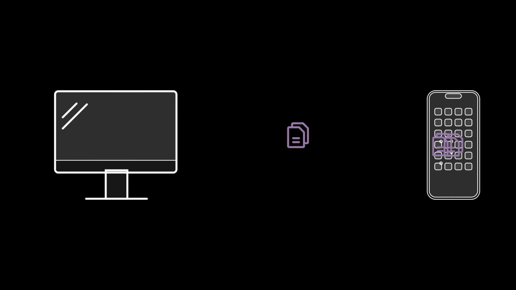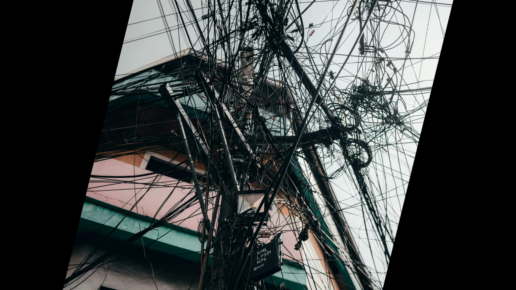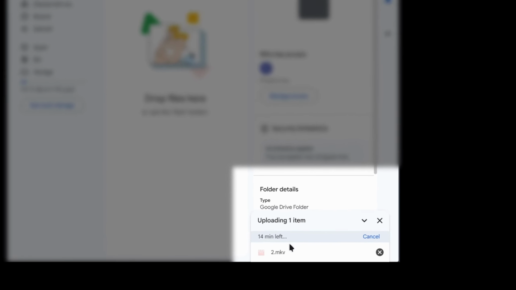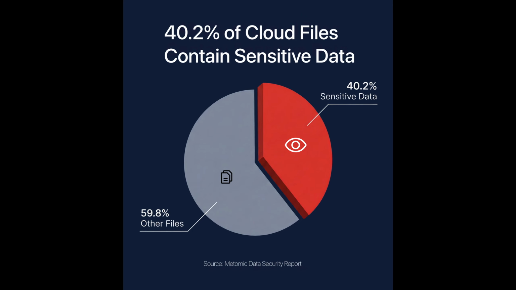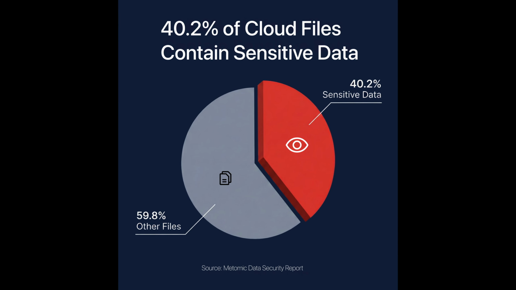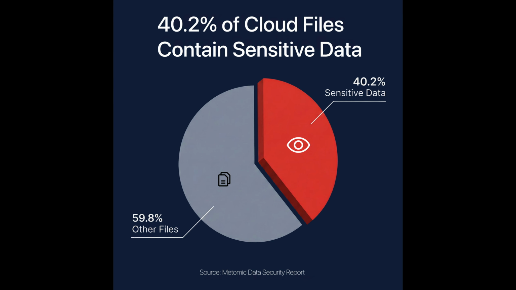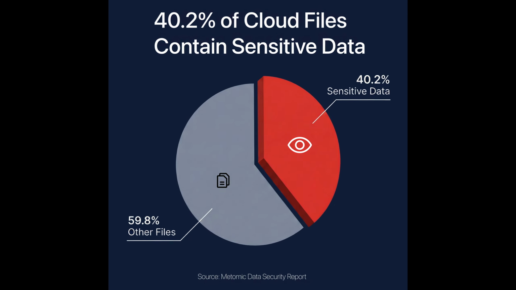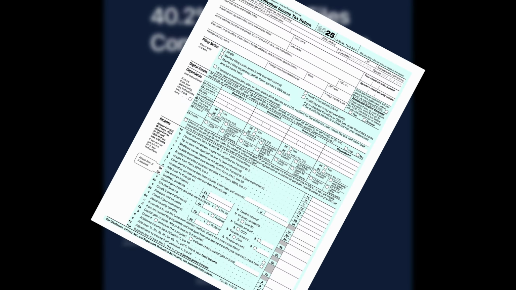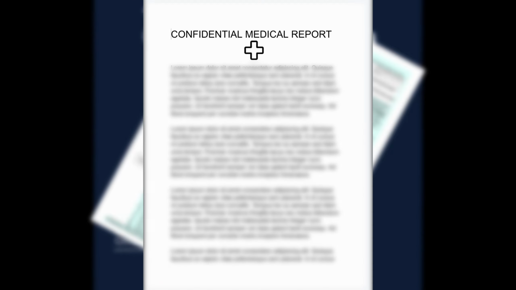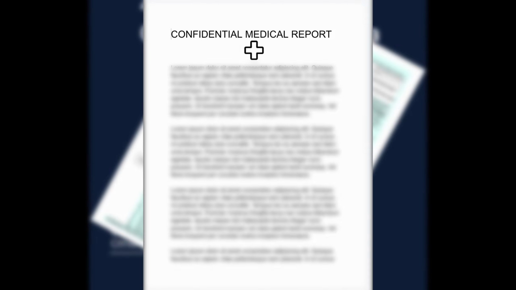If you want to move a file from your computer to your phone right now, you have two bad options. You either dig around for a cable, or you upload it to the cloud and wait for it to process. But the cloud has a bigger problem. Security firms found that 40% of the files on Google Drive contain sensitive personal data. Tax returns, ID scans, medical records.